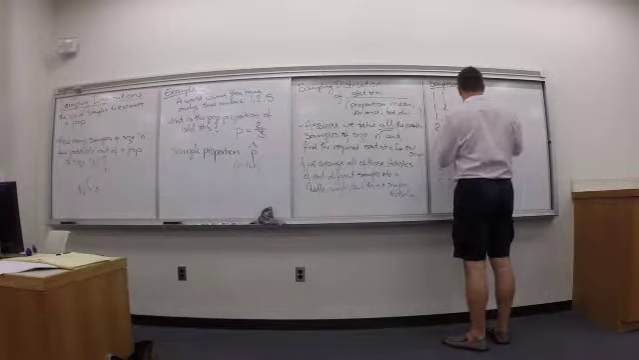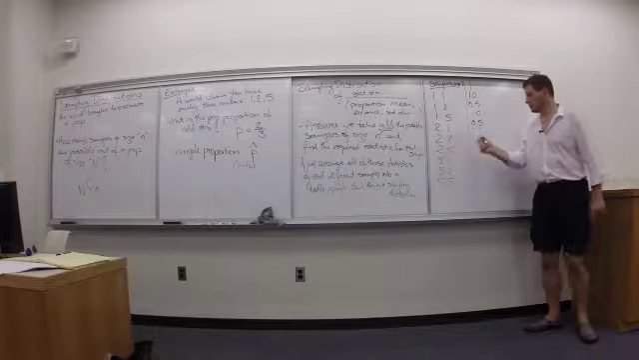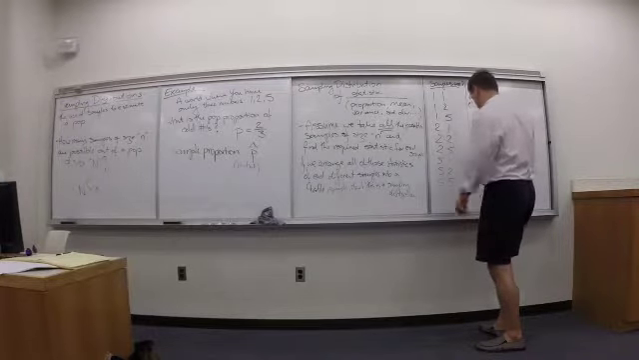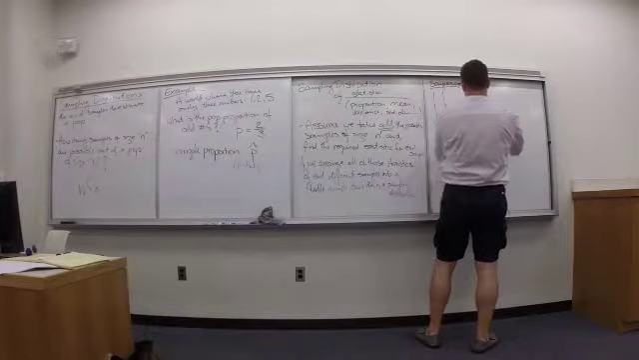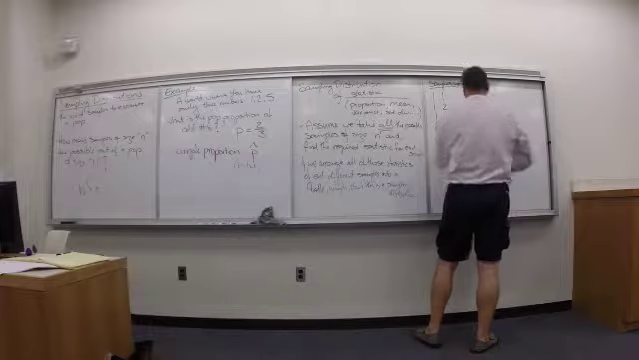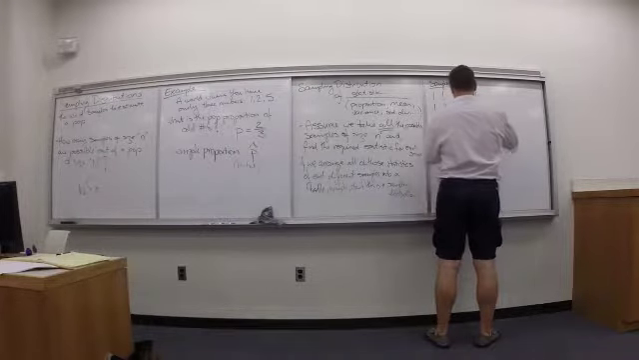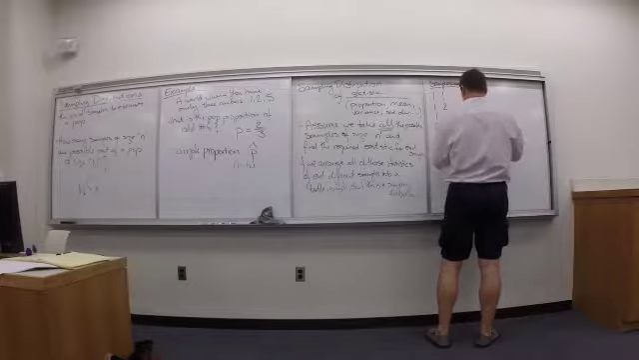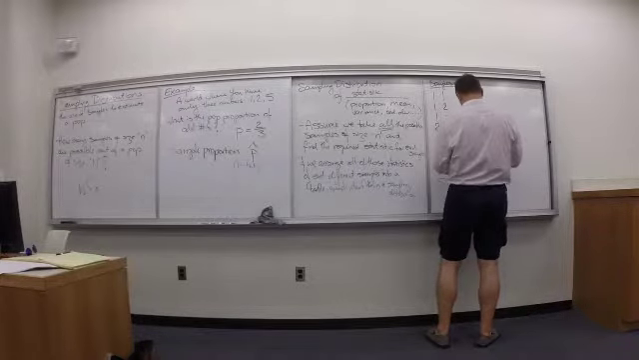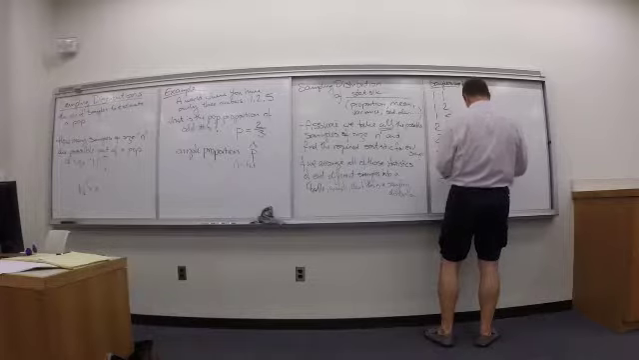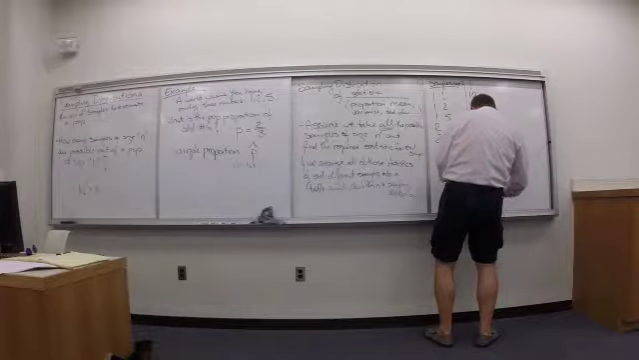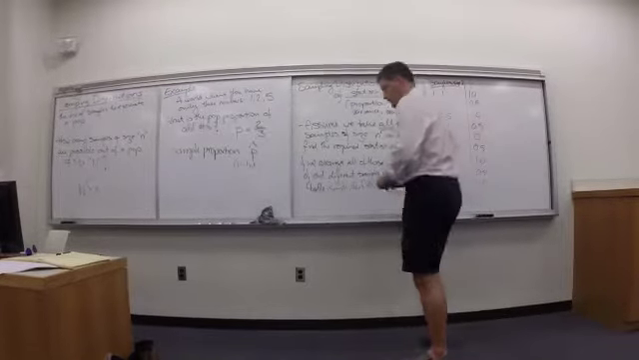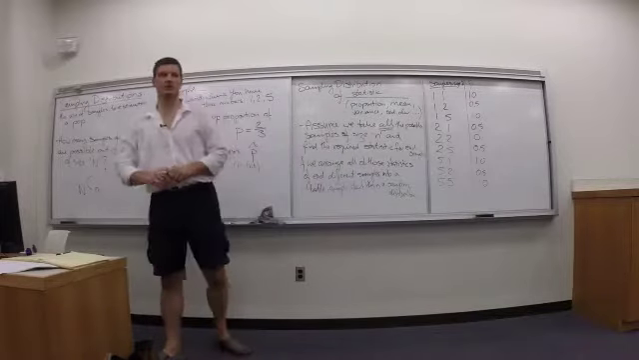0 for the 2 and 2. This is 0.5, this is 1.0, 0.5, 0.5, 0.5. Okay. Now, what's the probability I'm going to pick one of those samples?